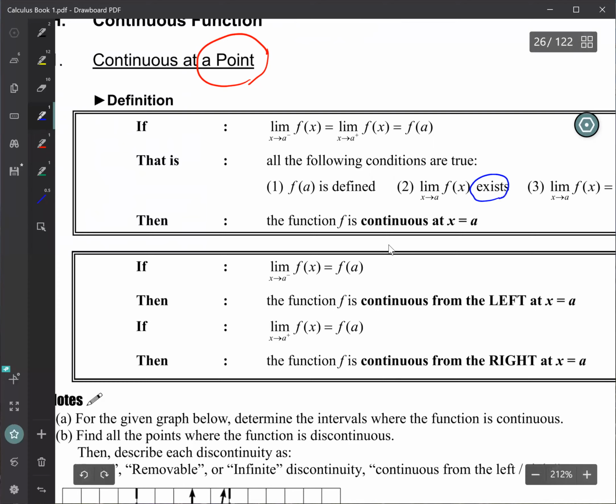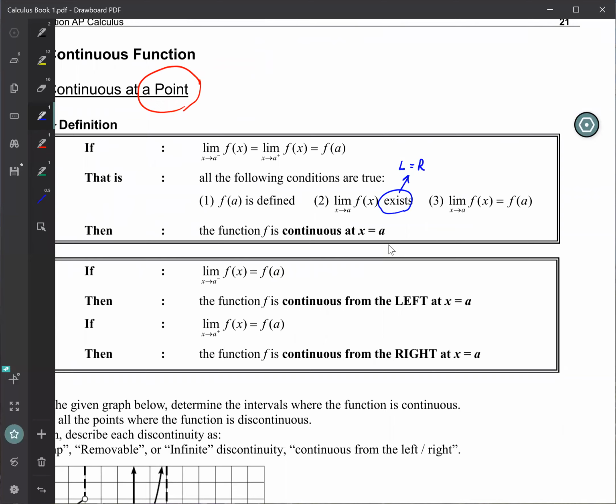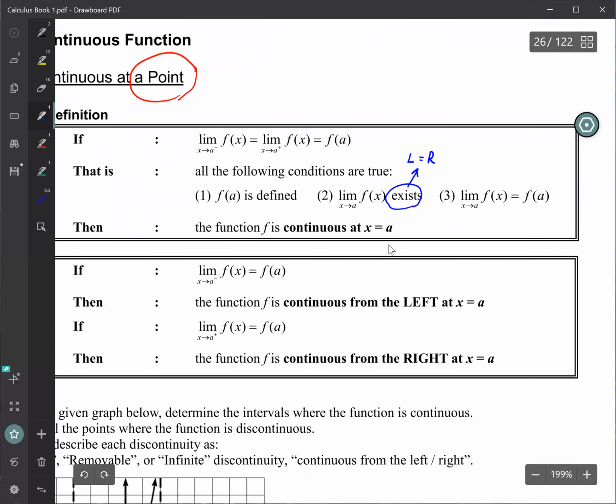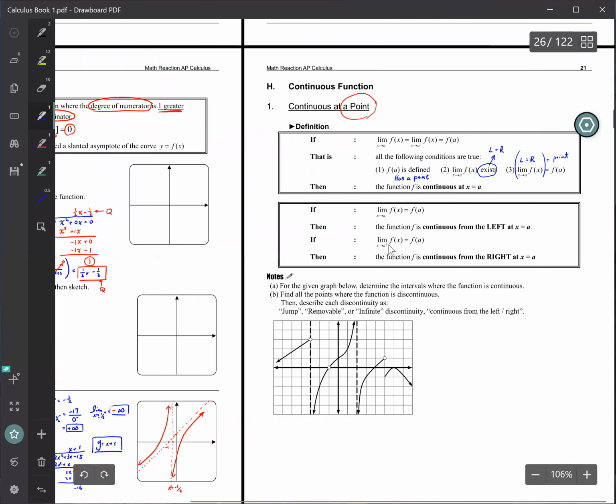Limit exists means the left limit should equal the right limit. Okay, and then the limit exists and also equals the point f(a). f(a) is defined, so this has a point. Basically, you combine number 1 and number 2 together, you get number 3. Number 3 is saying left limit equals right limit, and then equals the point. Then we will say the function is continuous at that point. Okay, we'll look at just the first definition first.